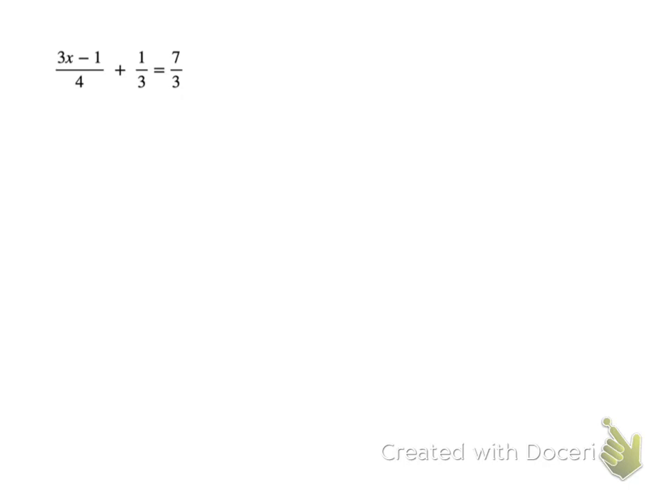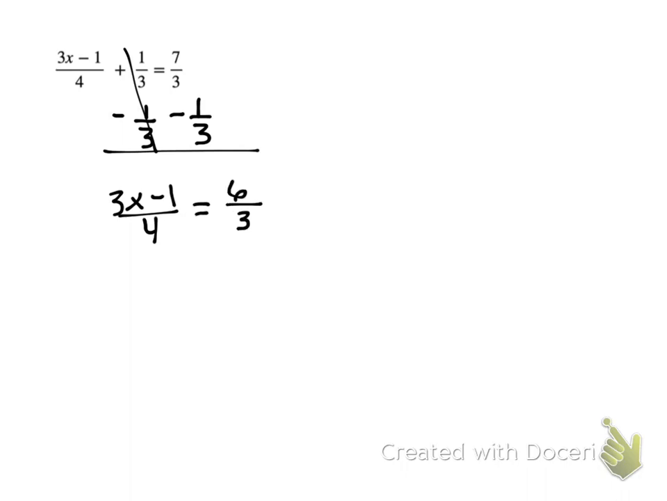Yes, ma'am. Is it, since the 1/3 and the 7/3 have the same denominator, is it improper then to start by simplifying and subtracting? So you absolutely can. Option number 2, you could subtract 1/3 from both sides. So this would leave 3x minus 1 over 4 equals 6/3. And this actually you could reduce to 2 over 1, or just 2, right? At this point, you could multiply by 4 on both sides, and you can solve it that way. All of those ways are perfectly acceptable.